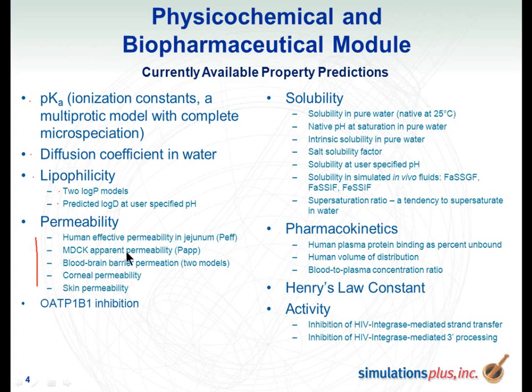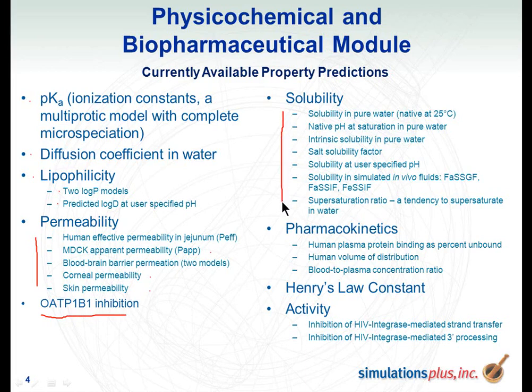We have an MDCK apparent permeability model, two models for blood-brain barrier penetration, a corneal permeability model, which would be used maybe to model compounds that are delivered as eye drops. We have a skin permeability model, which would be applicable for creams or patches. We have an OATP1B1 inhibition model.